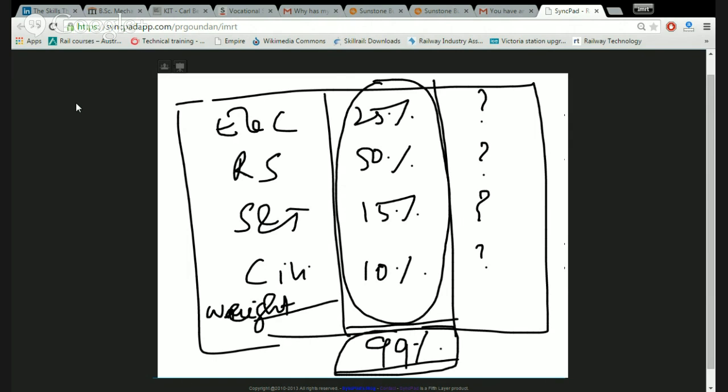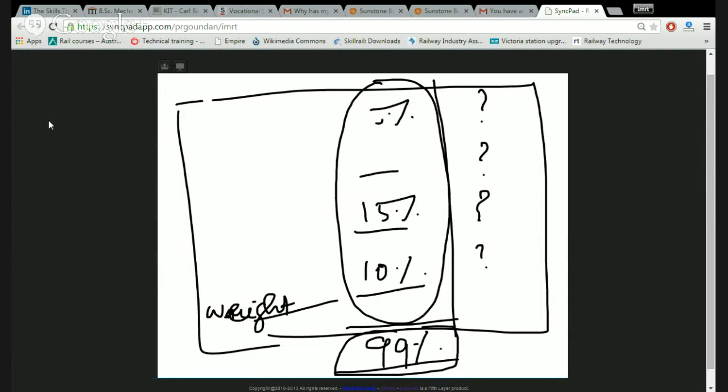So I think we lost the screen. Screen is lost. Yes, sir. What do I do? Again invite. Let me refresh, sir. So what was the last one? Is it 25%, 50%, 15%? Yes. That you got? Yes. Afterwards, I have not written anything.